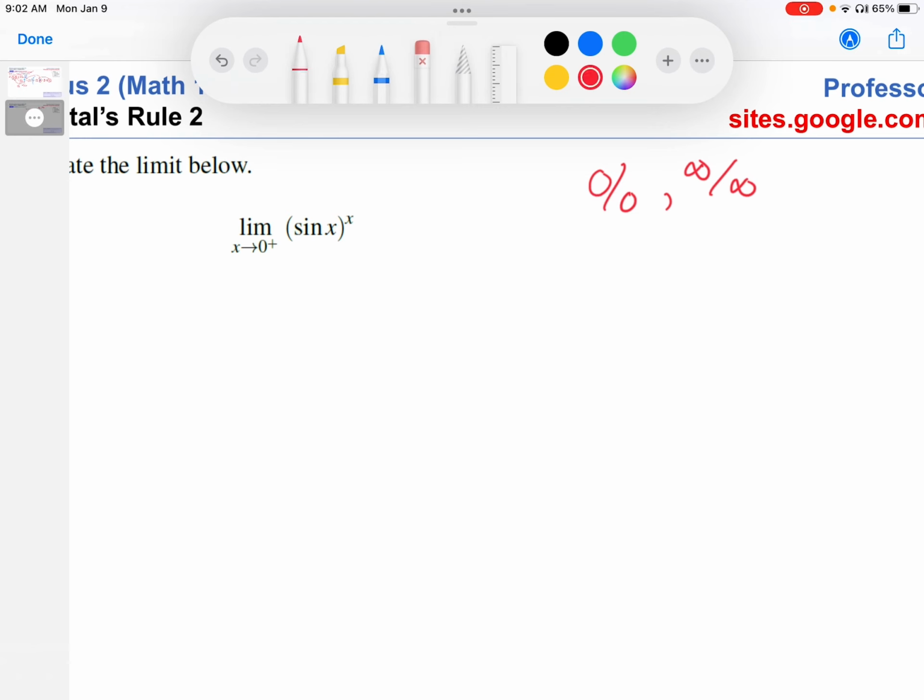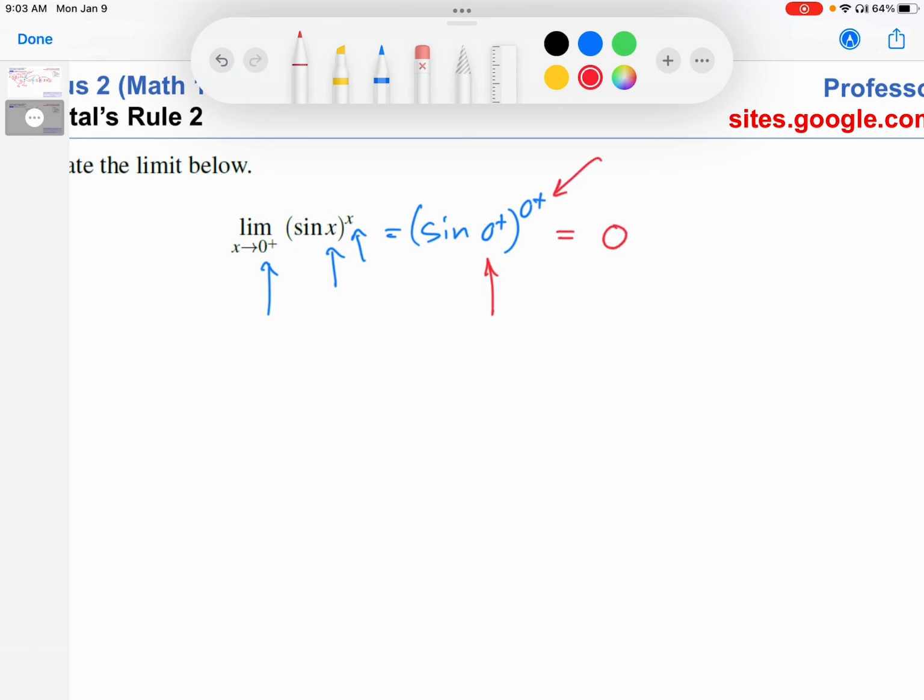So let's do the Calc 1 thing here, and try to just substitute x equals 0 from the right into wherever I see an x. So I would get sine of 0 from the right raised to the 0 from the right. What does this mean? This means sine of a tiny, tiny number that's very close to 0 but positive. So that's going to be basically 0, raised to a tiny, tiny number very close to 0 and positive. So that's also basically 0. So this is not a legitimate answer to a limit.